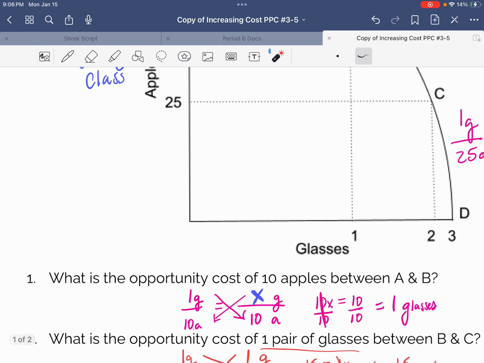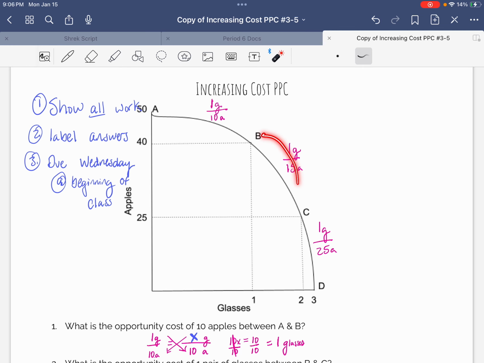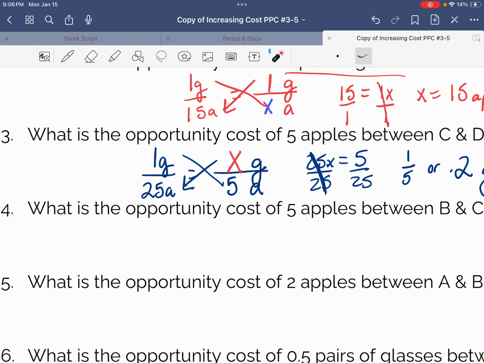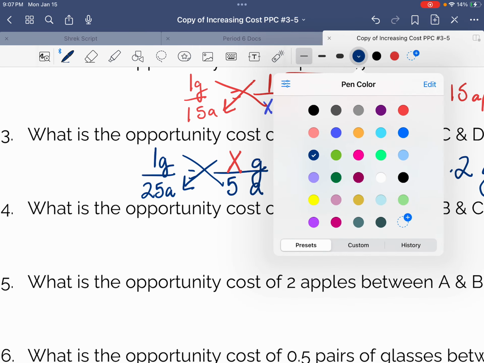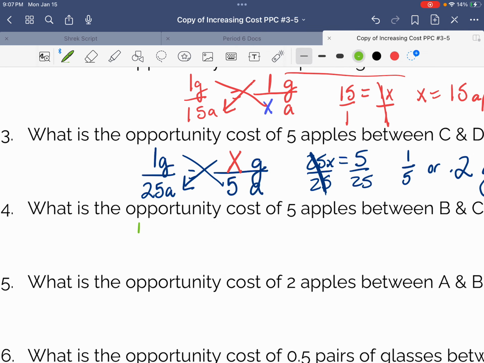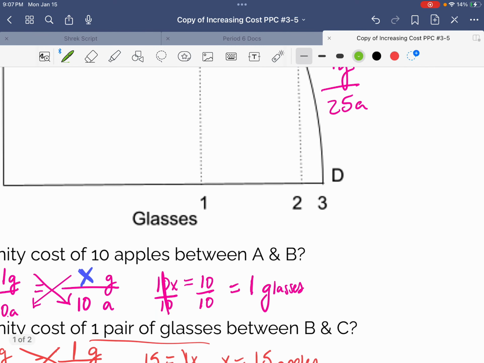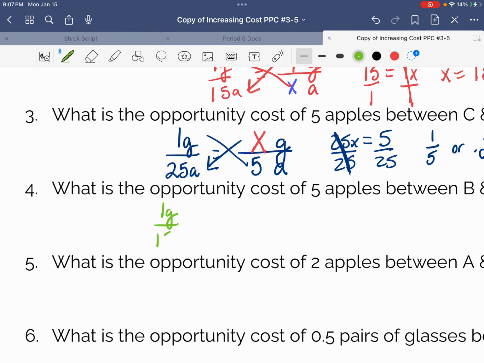So I'm gonna go up to B and C. B and C, I'm operating at 1 glass is the same as making 15 apples. So my beginning ratio is 1/15. Let me change colors again. So 1 glass is the same as making, what did I say? Between B and C. B and C, it's 15 apples. Sorry about that whiplash. 15 apples.